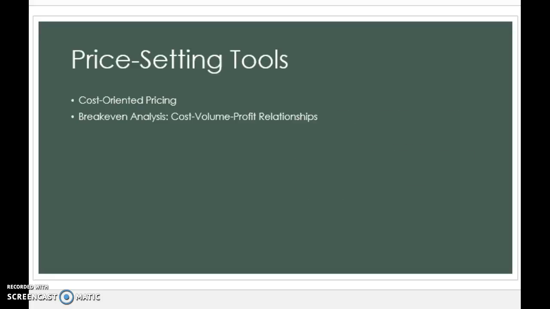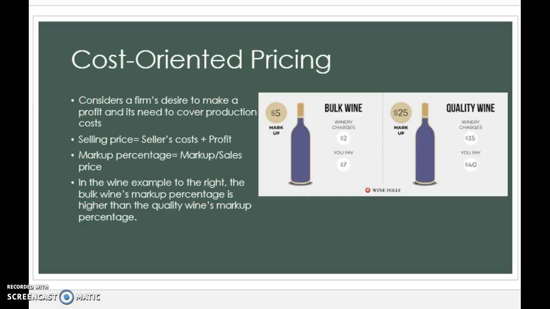Now we will discuss 2 price-setting tools: cost-oriented pricing and break-even analysis. Cost-oriented pricing considers a firm's desire to make a profit and its need to cover production costs. The equation is selling price is equal to seller's cost plus profit. Clearly, the markup will vary, but the key is that the price will depend on the costs.